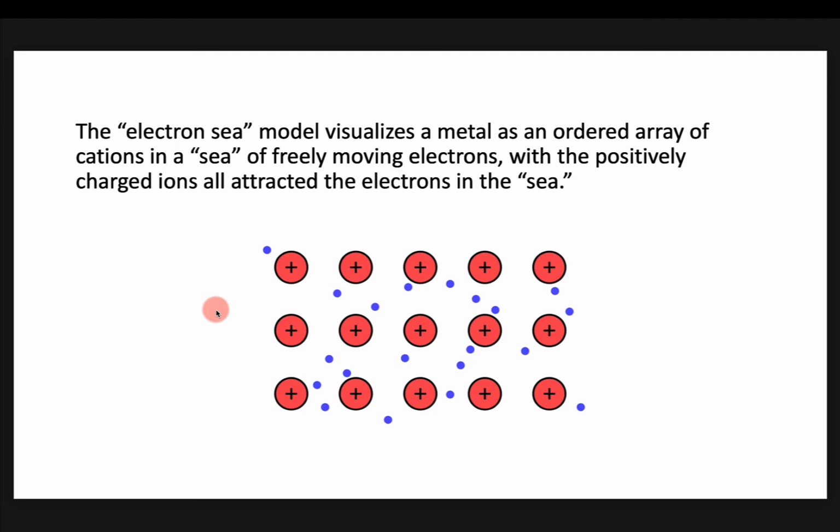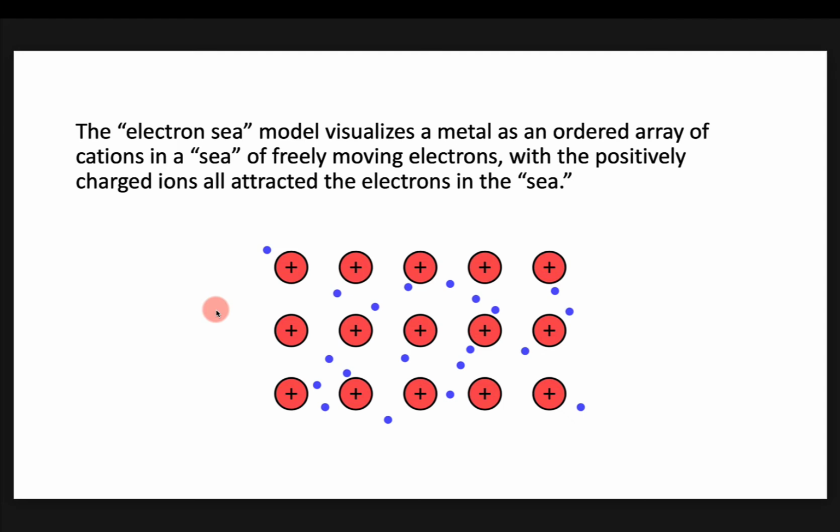And this can actually help us explain some properties of metals. The reason why metals conduct electricity is because these electrons are free to move. So if you applied a voltage to this piece of metal, the electrons would move in response to that voltage. So metals conduct electricity because the electrons are free to move around.